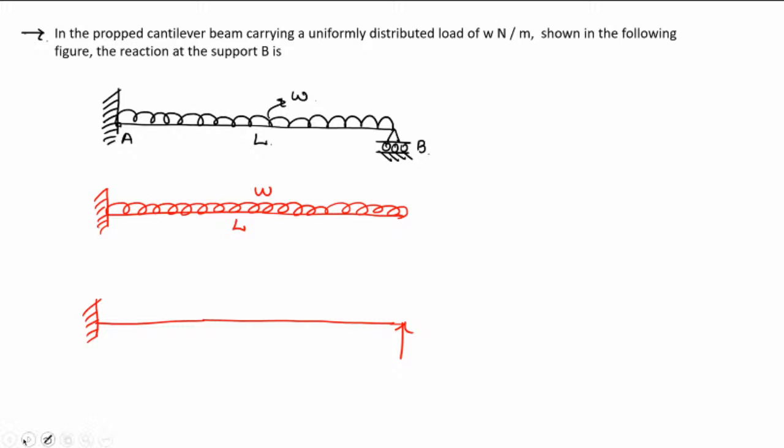Now let me just write the moment about section XX. Draw the section XX here. This is X length. So what will be the moment at section XX?